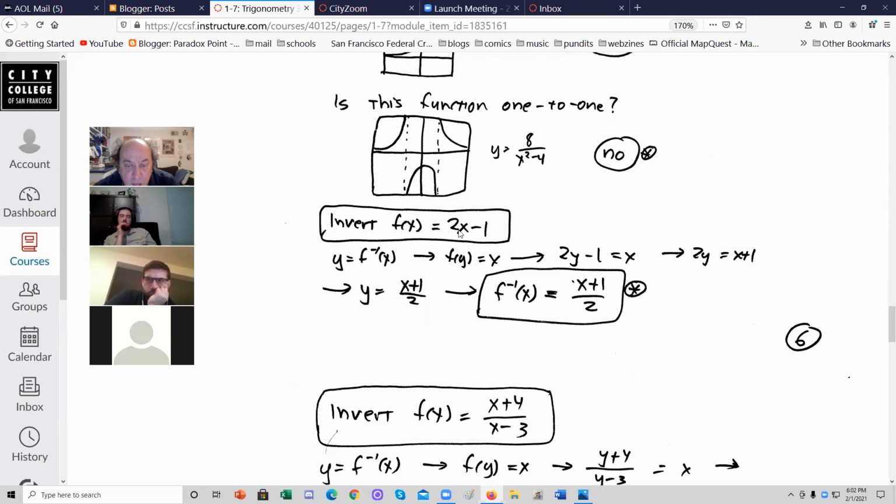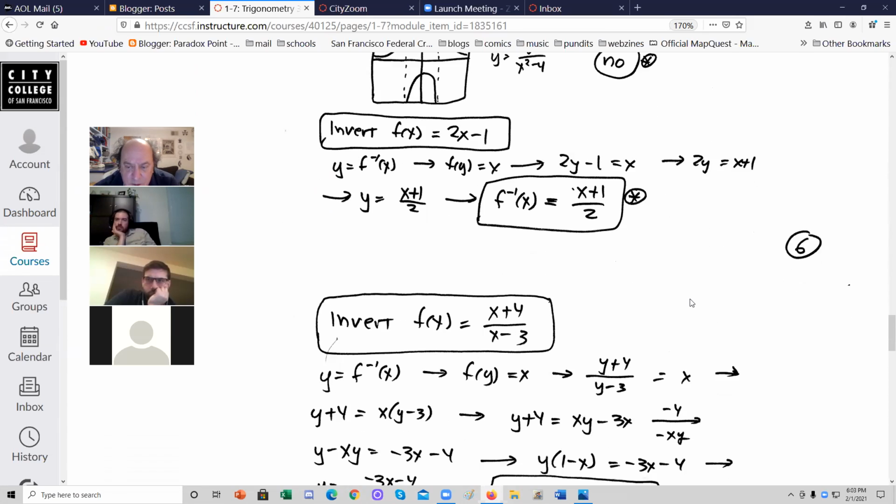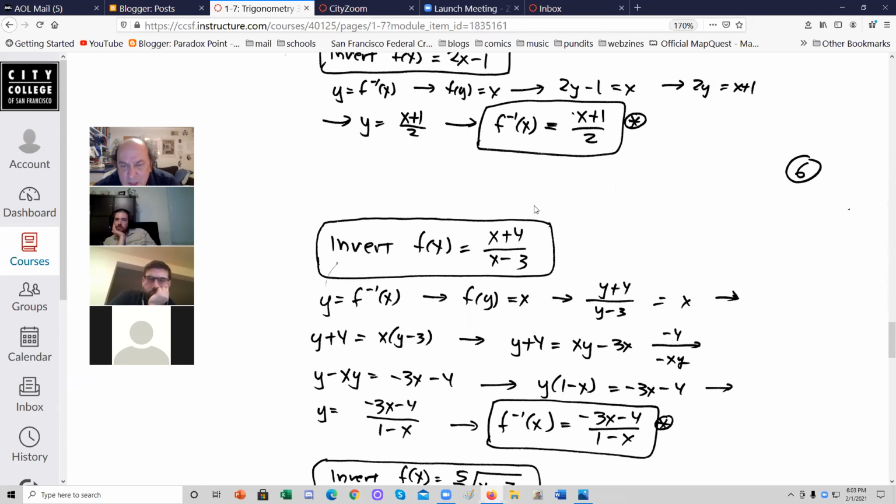These are inverses, and you can see why. This takes x, doubles, and subtracts 1. This takes x, adds 1, and halves. Opposite operations in opposite order. Now, it's not immediately obvious in this case how to do an inverse.